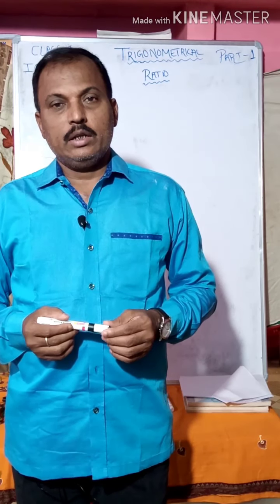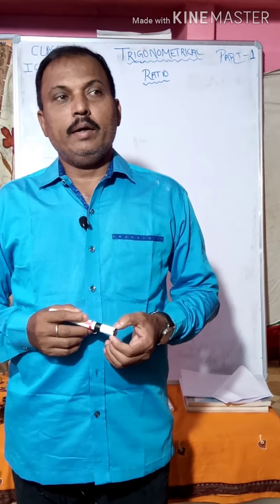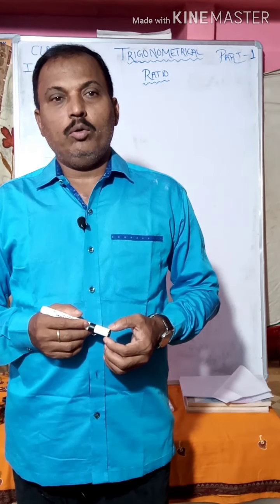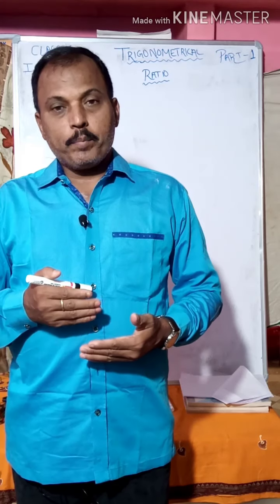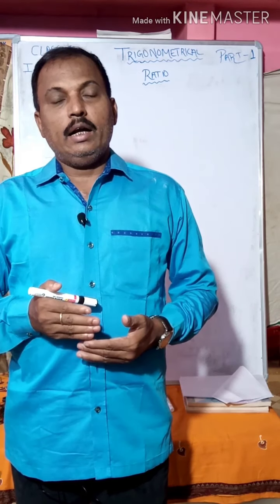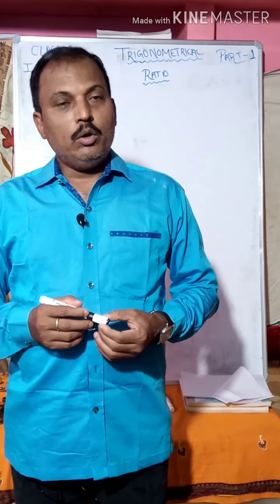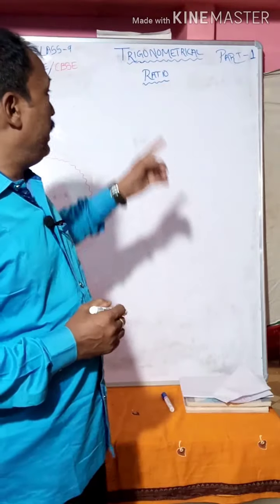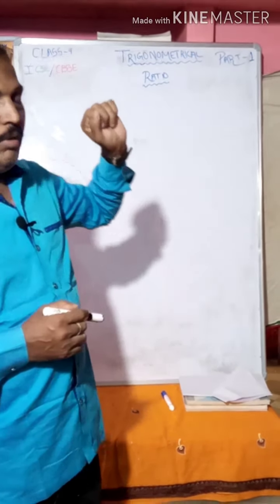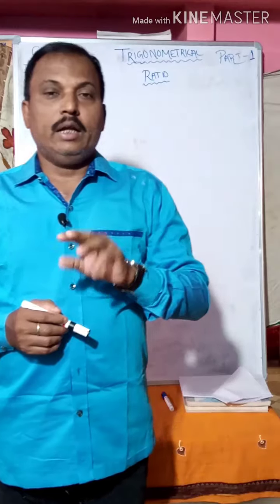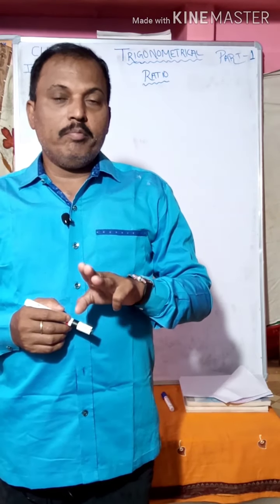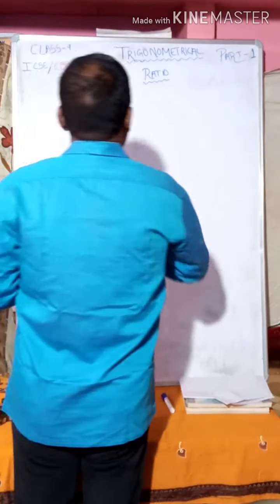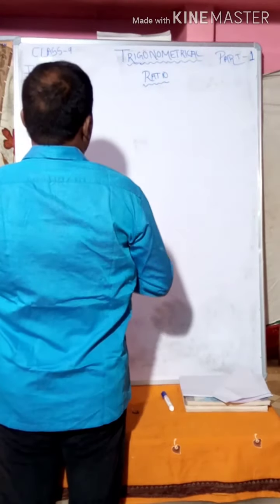Most students think trigonometry is a complex topic, but in my view trigonometry is an easiest and an interesting topic. Now we will discuss about trigonometry. What is trigonometry? Tri means three angle, the measurement of three angles is called trigonometry. The measurement of three angles, trigonometric ratios.